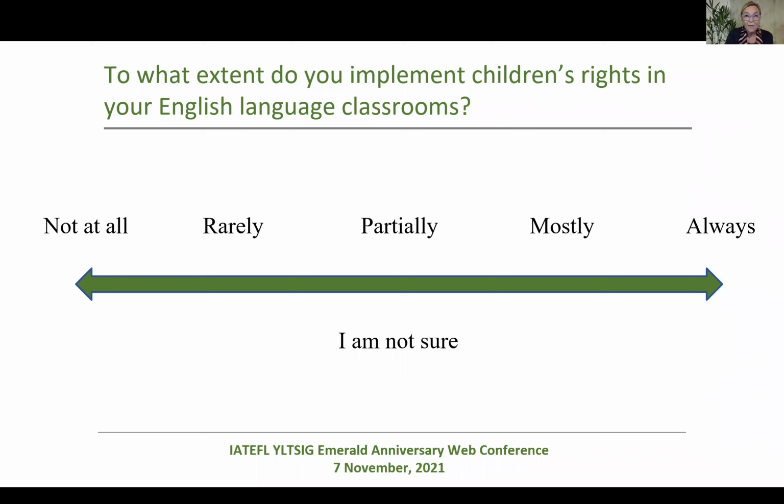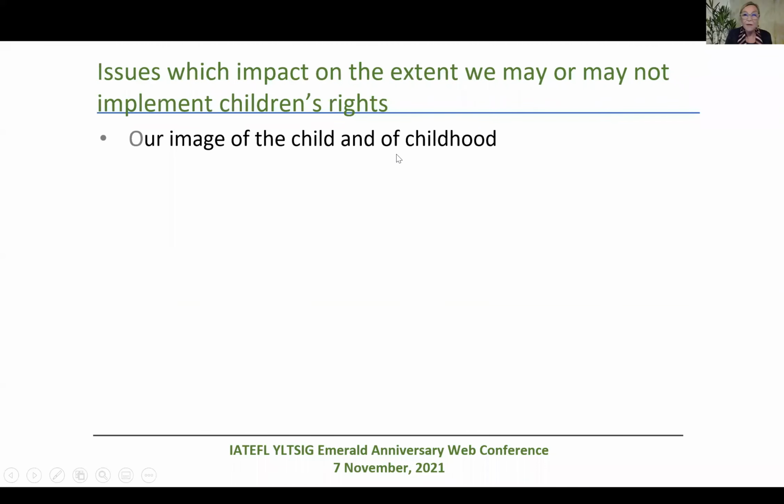Let's consider some of the issues that can possibly account for where you placed yourself on the continuum, and which will impact on the extent to whether we implement children's rights or not and promote their agency. So the first one then is how we conceive and value the child. In other words, what is our image of the child and of childhood? And what are our beliefs and values that we hold around children's learning?